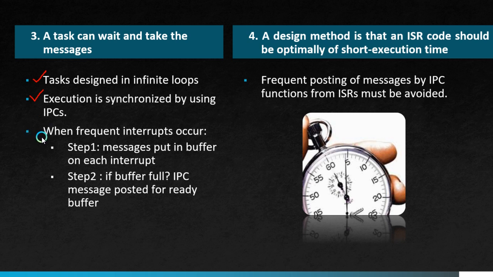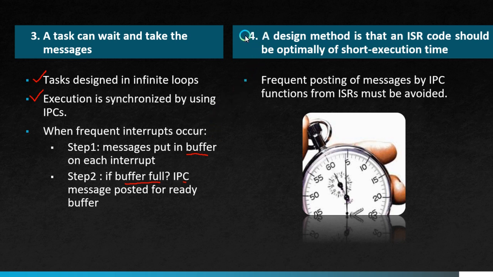When frequent interrupts occur from the same source, then the messages can be put in the buffer on each interrupt. And when this buffer is sufficiently filled, then the inter-process communication message can be posted for ready buffer. This is done because if the buffer is not used and the inter-process communication messages are posted frequently by making system calls, then there will be frequent context switches and a lot of time will be spent in that, and this wastage of time is not desirable in the case of a real-time operating system design.